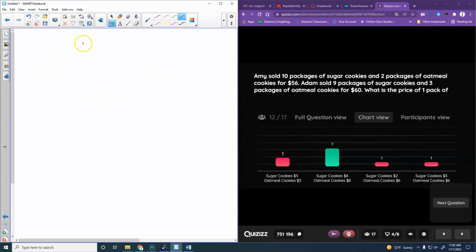All right, so I'd say both types of those cookies are very cheap to make. All right, so you got 10 packages of sugar cookies, so I'm going to say 10. I'm going to use X and Y. X being sugar cookies. And Y being oatmeal cookies.